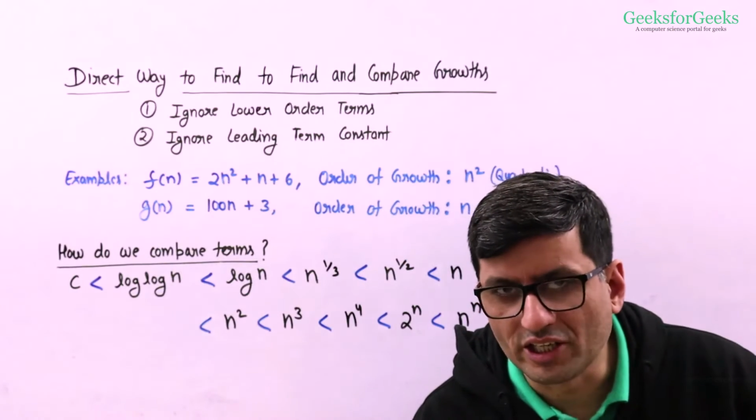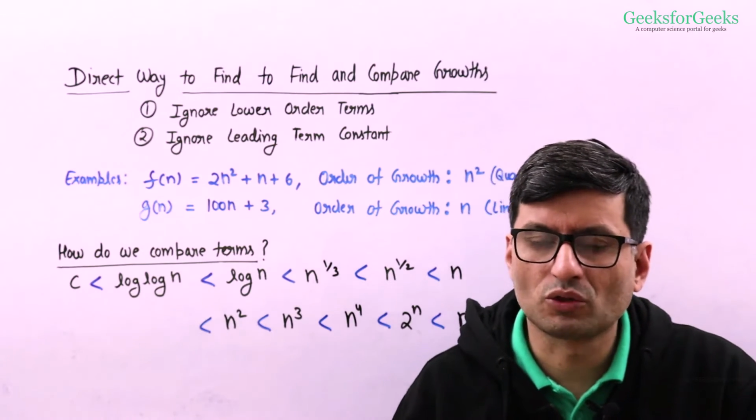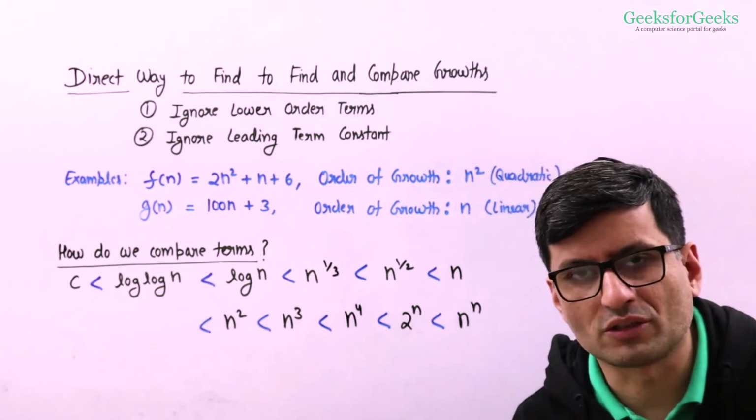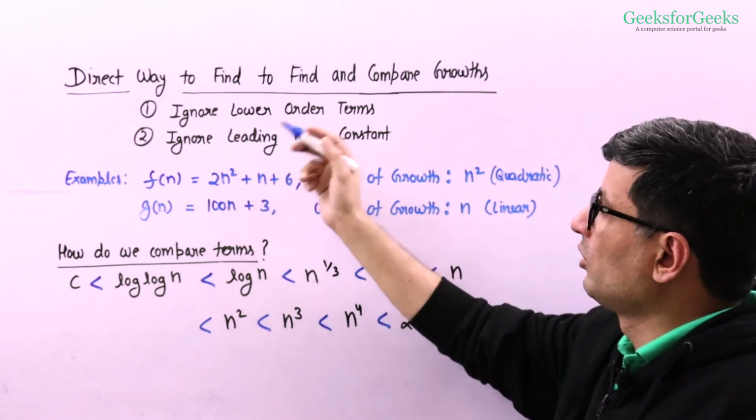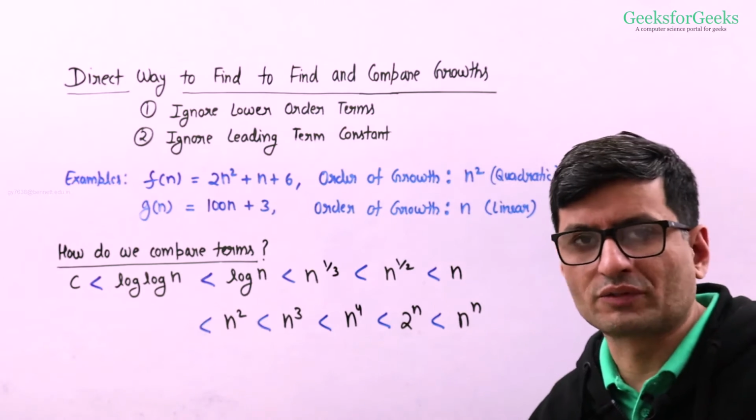Let's now see a direct way to compare orders of growth of two algorithms. We can find orders of growth and compare them also. So what is the way? The method says that ignore lower order terms and ignore the constant of the leading term.